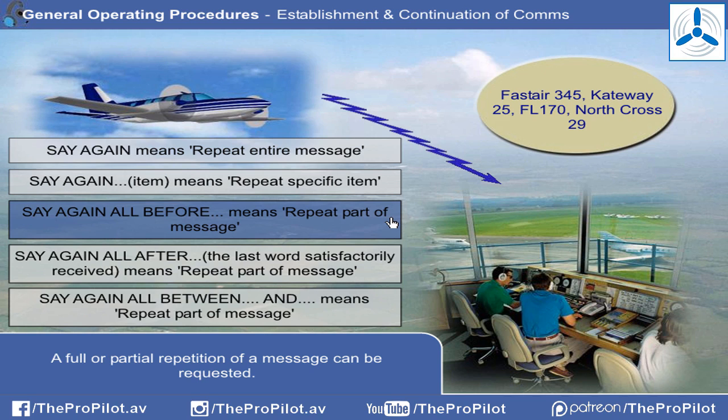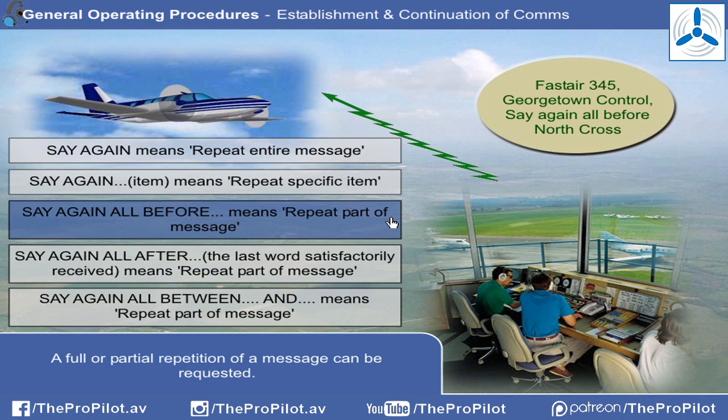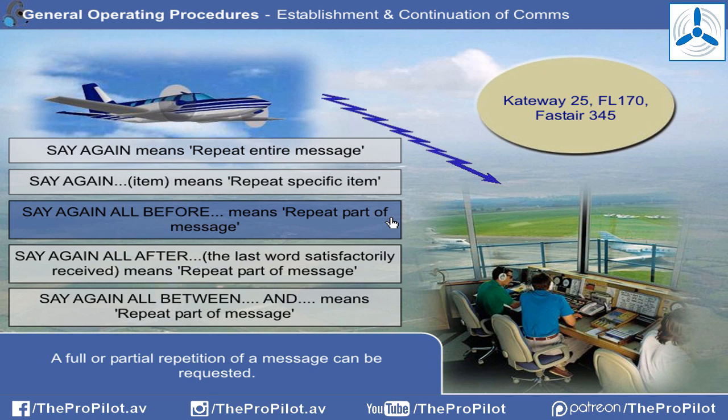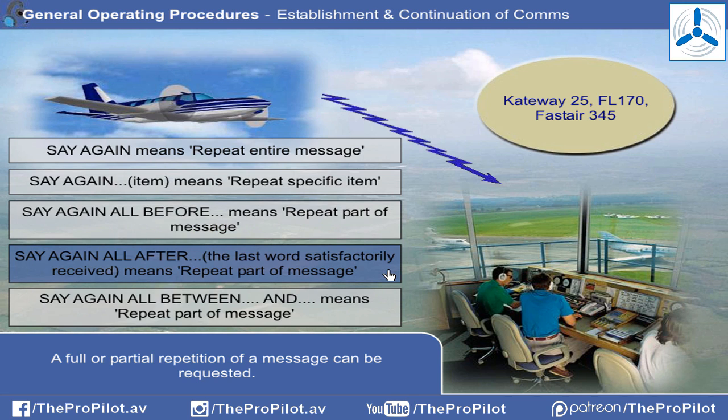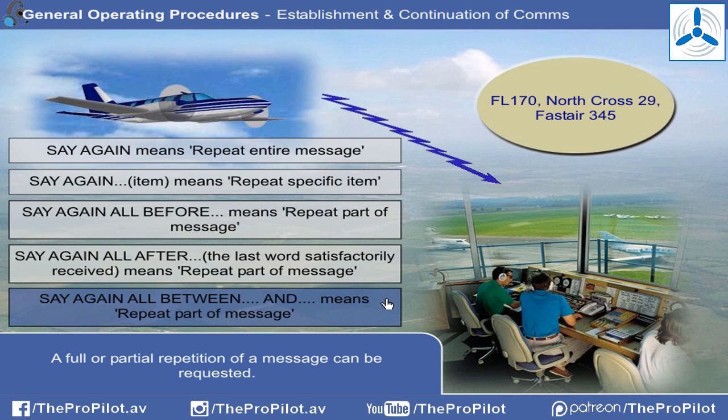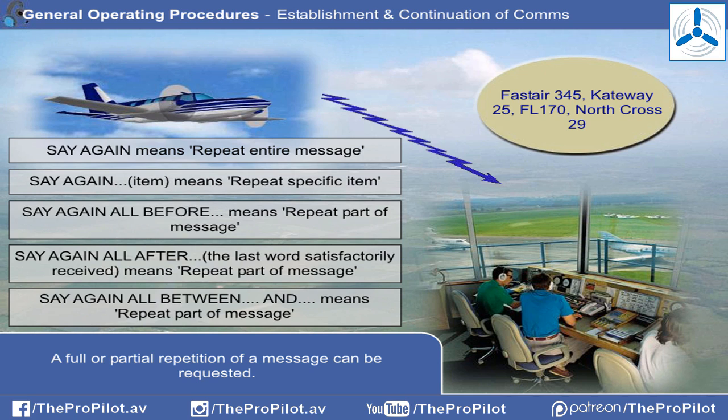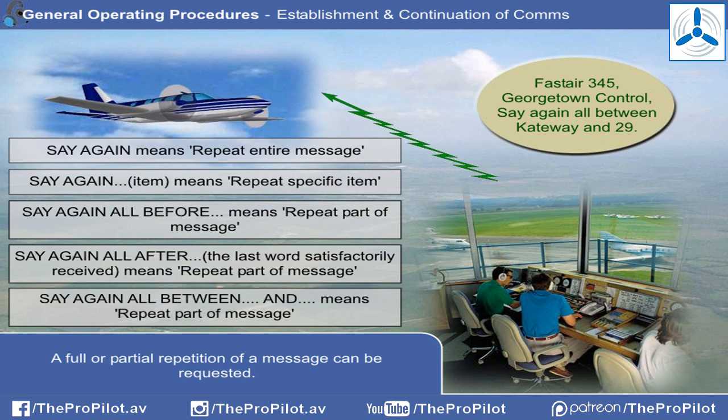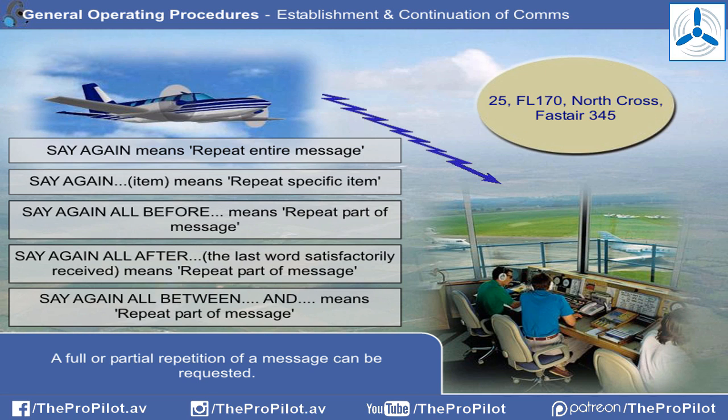Fast Air 345, Gateway 25, flight level 170, North Cross 29er. Fast Air 345. Georgetown Control. Say again, all before North Cross. Gateway 25, flight level 170, Fast Air 345. Fast Air 345, Gateway 25, flight level 170, North Cross 29er. Fast Air 345. Georgetown Control. Say again, all after 25. Flight level 170, North Cross 29er. Fast Air 345. Fast Air 345, Gateway 25, flight level 170, North Cross 29er. Fast Air 345. Georgetown Control. Say again, all between Gateway and 29er. 25, flight level 170, North Cross, Fast Air 345.